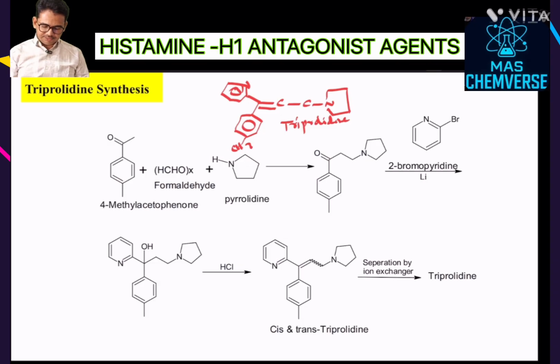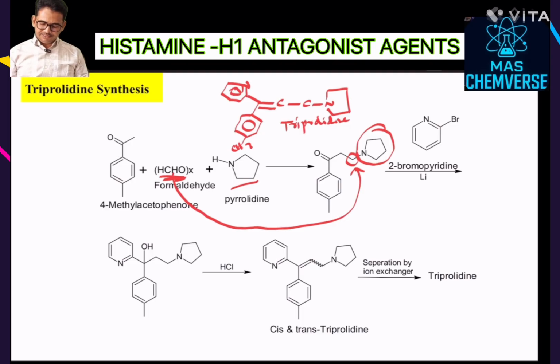In this case, in the presence of formaldehyde, it will be introduced as the extra carbon, this one, and it will be attached to pyrrolidine here. This pyrrolidine attached here. This extra carbon is coming from this one. Remaining thing is same. Now it will react with the bromopyridine.